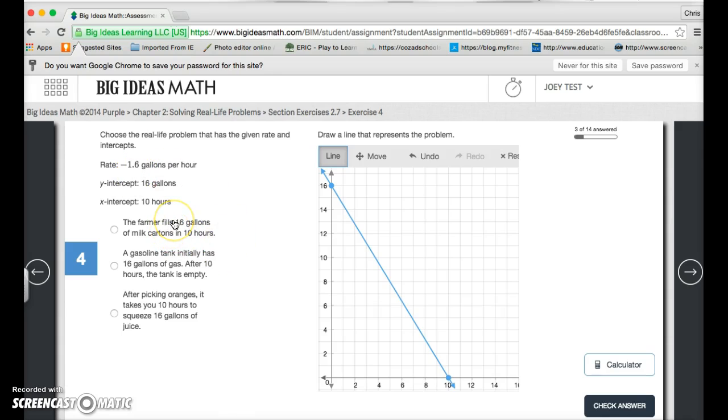Which one of those 3 do you think represents the gallons per hour? Picking oranges; gasoline that the tank initially has, and then after 10 hours the tank is empty; the farmer fills 16 gallons of milk cartons in 10 hours. I would say the second one with Troy, yeah. So you have 16 gallons initially, and it's going to decrease over how much you use that particular vehicle.